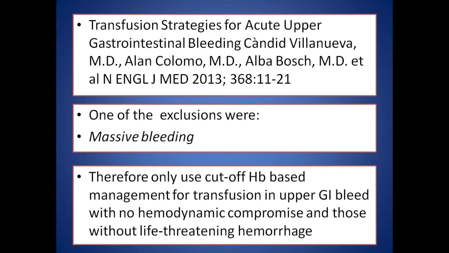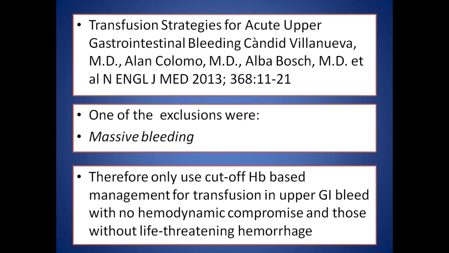So they studied around 921 patients presenting with severe acute upper GI bleeding, and they wanted to know whether a cutoff of 7 is better or a cutoff of 9. They use the terms liberal strategy and restrictive strategy. So less than 7 goes to the restrictive strategy group, and less than 9 goes to the liberal strategy group.